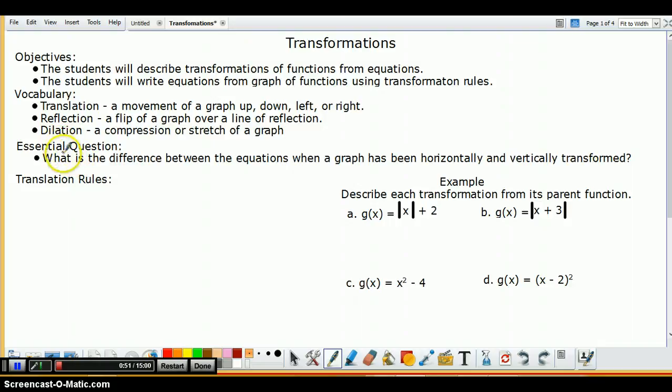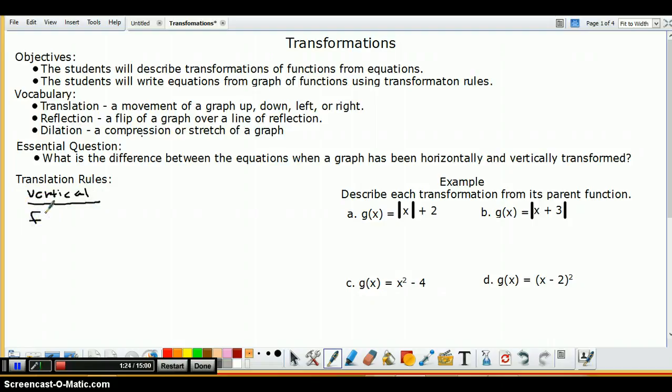Alright, so the essential question for today is, what is the difference between the equations when a graph has been horizontally or vertically transformed? You should be able to answer where the operation is when we're horizontally or vertically transforming and what it means. With transformation rules, we have 4 of them. We're going to first talk about the vertical transformation rules, which you are kind of used to.